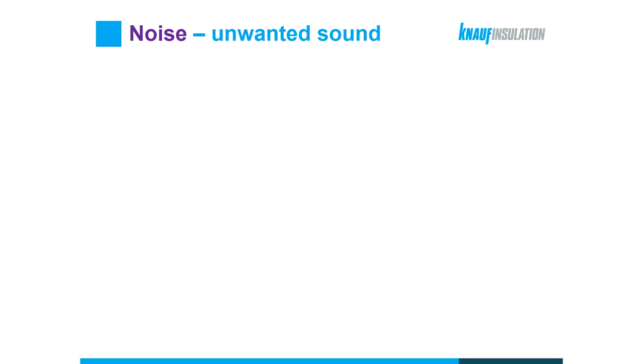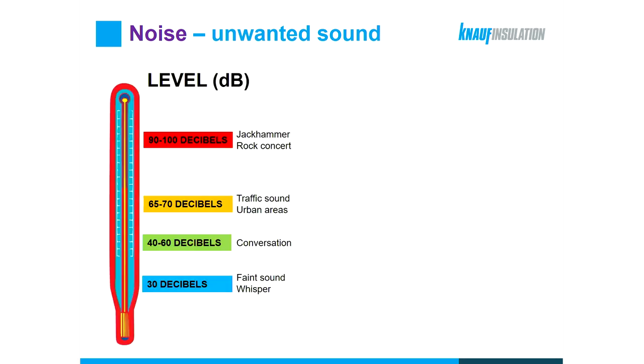Generally, this depends on two things. First one is the level of sound. So the level of sound is expressed in decibels. And here is a very simple illustration of different magnitudes for the level of sound. Let's look at the bottom of our thermometer, and 30 dB, which corresponds to a very faint sound or a whisper. A normal level of human conversation will range between 40 and 60 decibels.